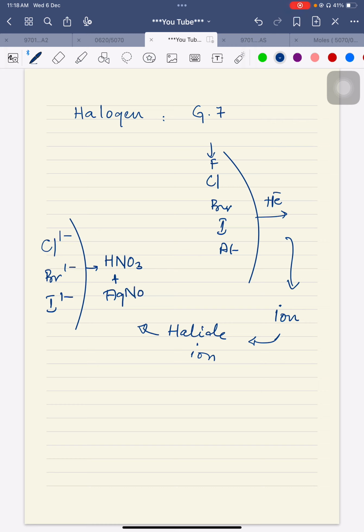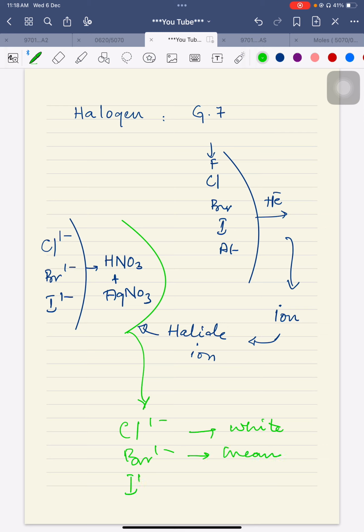Okay, this is the important thing, that you should know what we have added. When these two things are added, if it is chloride, then it will give you white precipitates with these two. If it is bromide, then it is going to give you cream color precipitates with these two. And if it is iodide, then it is going to give you yellow color with these two substances, yellow precipitate.